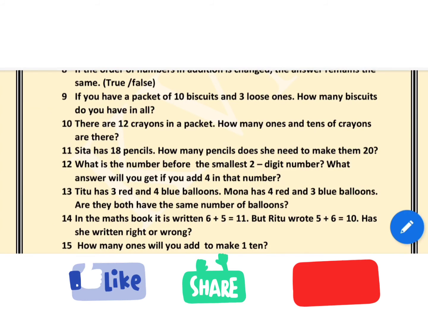Now next question. Tina has 3 red and 4 blue balloons. Mona has 4 red and 3 blue balloons. Do they both have the same number of balloons? So let's calculate the number of total balloons with Tina. 3 red and 4 blue. 3 plus 4 is equal to 7. So Tina has 7 balloons.